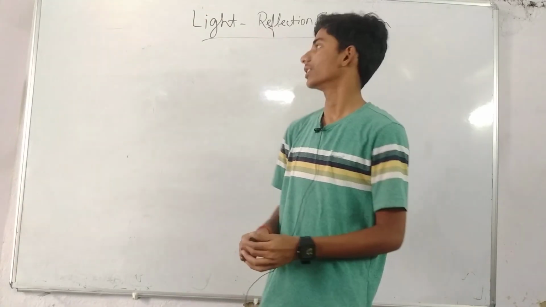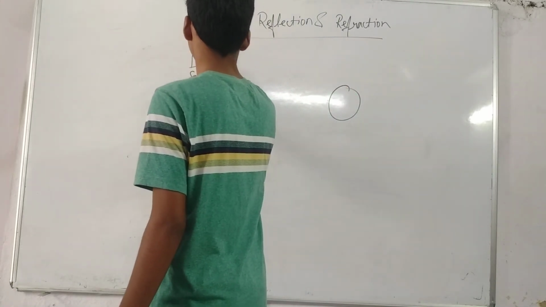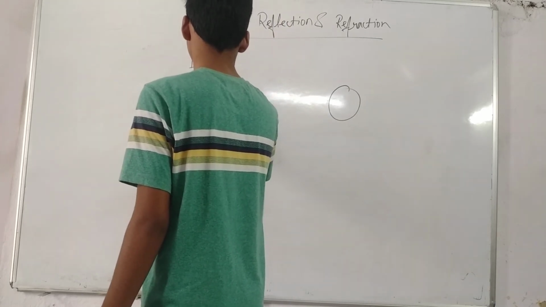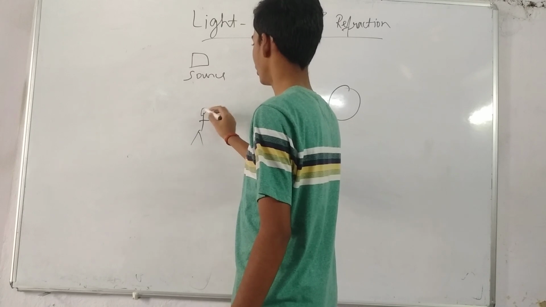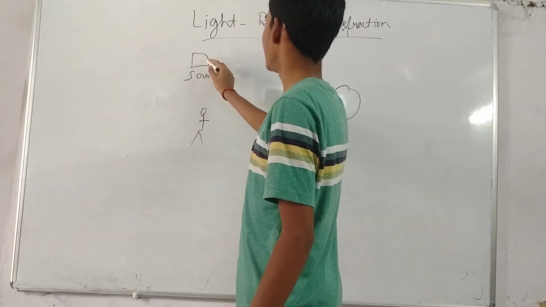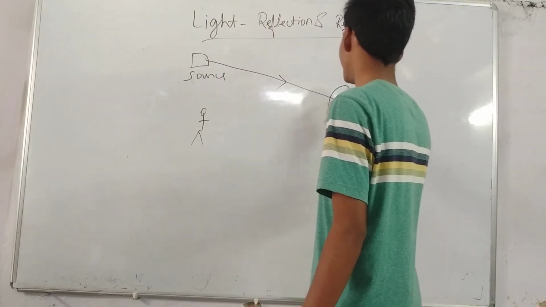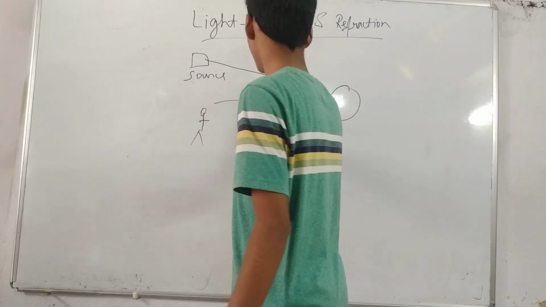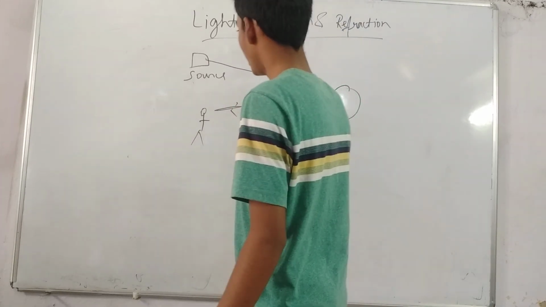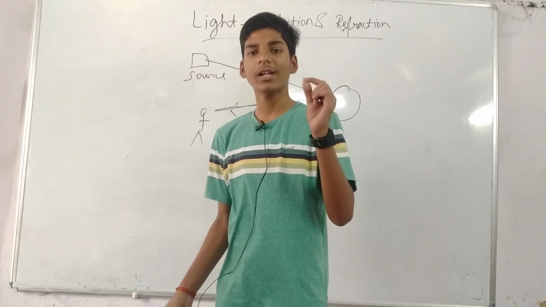Actually what happens is, if any object is there and here is the source of light, and here is a person standing, when the ray of light comes from the source and gets reflected from the object, it gets back to the person and is perceived by the eyes of that person, and hence that person is able to see that object.